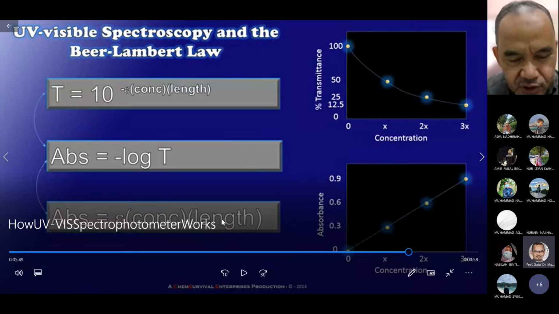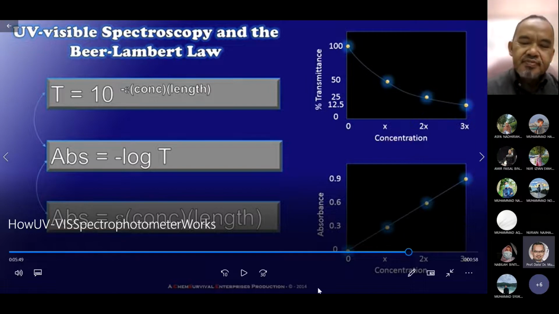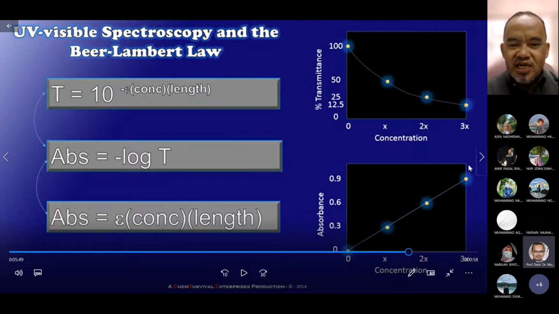Okay, and the length is also constant. So absorptivity and the path length are constant. So the variable is actually the concentration here. And when you plot the graph, we expect it to be a straight line like this. As we mentioned in the video just now, if you have a straight line, it's much easier for you to do interpolation and extrapolation.